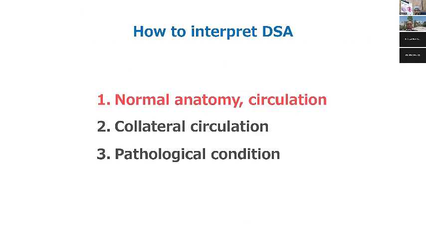Okay, now let's move on to the main topic, how to interpret catheter angiography. First, I will talk about the normal anatomy and cerebral circulation. Then I'll explain how to evaluate functional imaging, including dynamic aspects like this. Finally, we'll go over how to identify and interpret pathological findings.